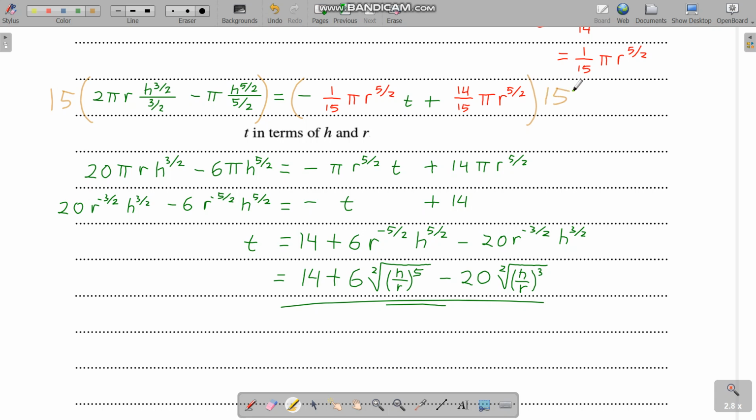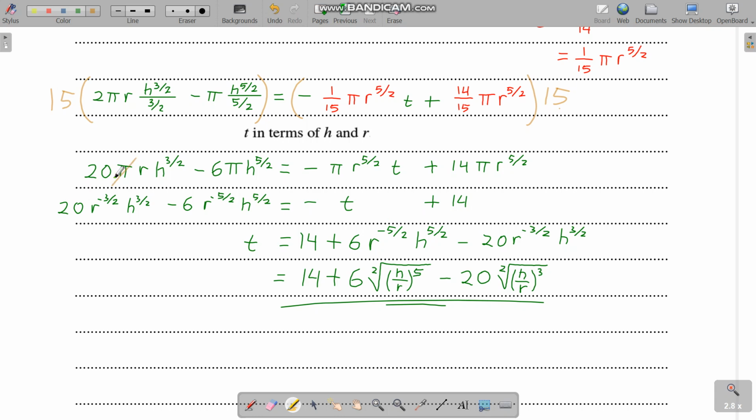When we do this, we get 15 times 2 times 1/3/2, so this would be 20. And 15 times minus 2/5 is going to be minus 6. And times 15 we have minus 1. Times 15 we have plus 14. So no more fractions.